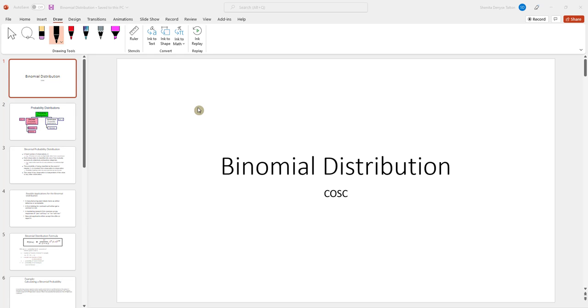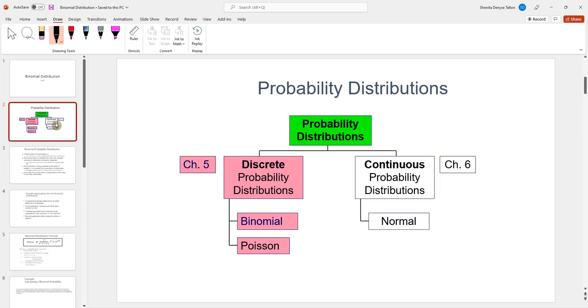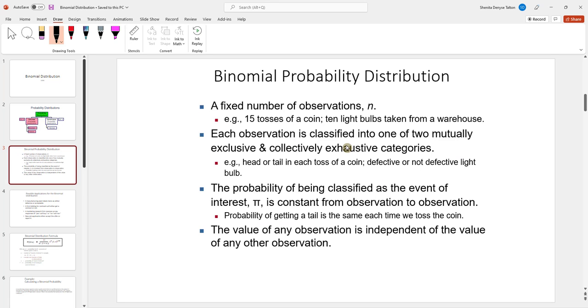In this video, I will talk about binomial distribution. So we're still talking about probability distributions, especially the discrete probability distribution. We're going to talk about binomial, and then in another video, I'll talk about the Poisson. Right now, we'll talk about the binomial, and the binomial meets certain requirements.